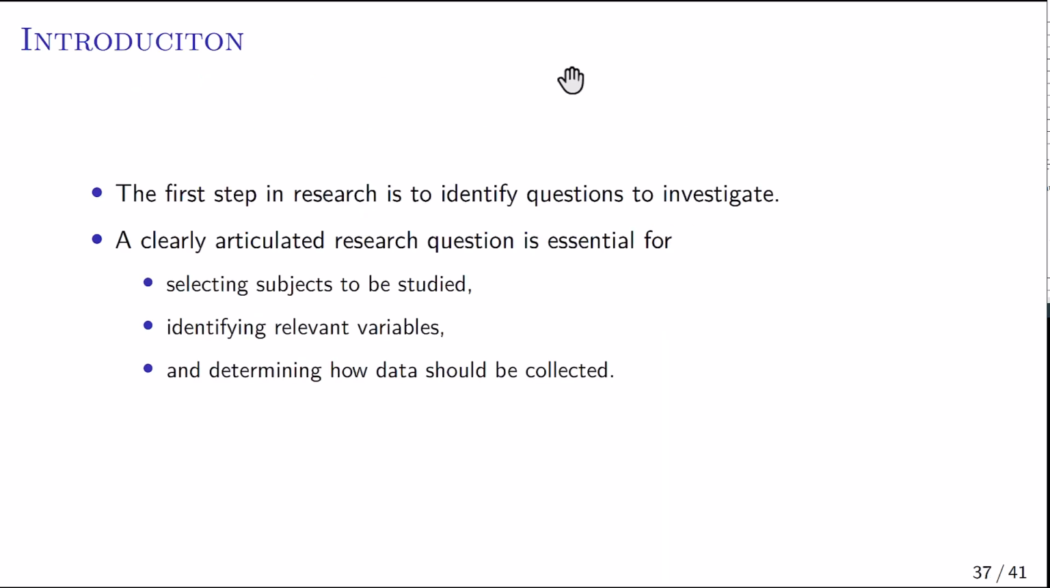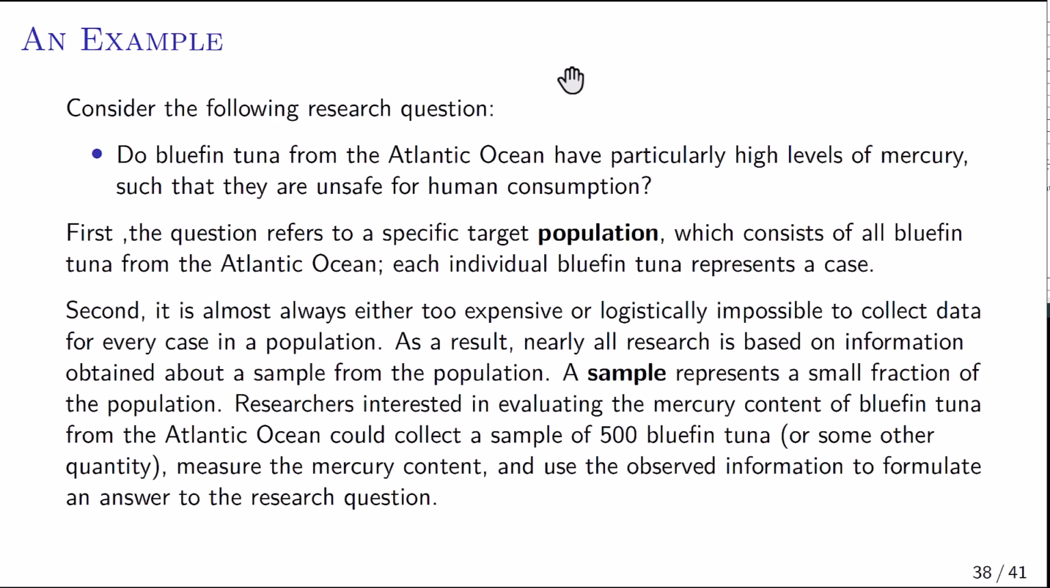Okay, I'm going to use the last several minutes to say something about the data collection principles. It's always important to talk about data collection, because that's really the first step. A clear, articulated research question is essential for selecting subjects to identify relevant variables and determine how data should be collected. So first, we need to know what we want to do. After that, we're going to decide the population, and then based on the population, we decide the sample.